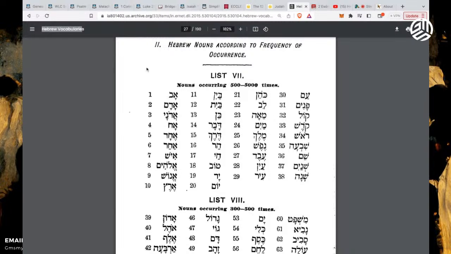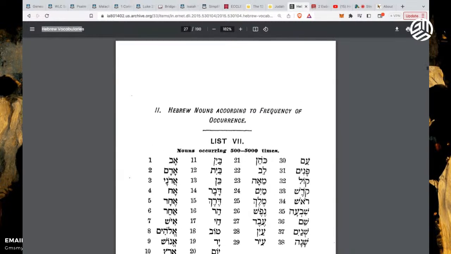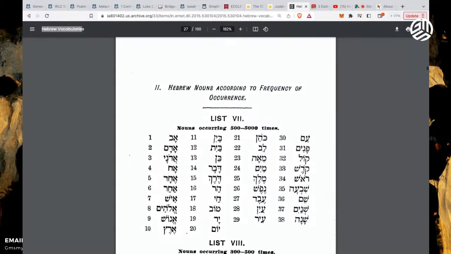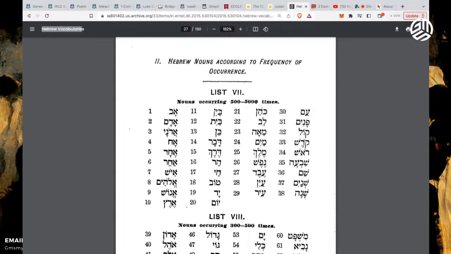Again, the name of this book is called Hebrew Vocabularies, and it's an old book. I believe it was published almost 100 years ago, if not more. And you can go on archive.org and get any book that you need for free. You can see there's a link here, archive.org, and you just want to go and find this book here.